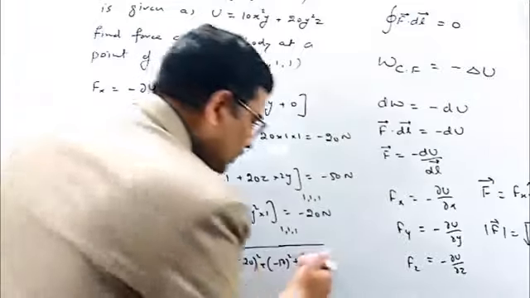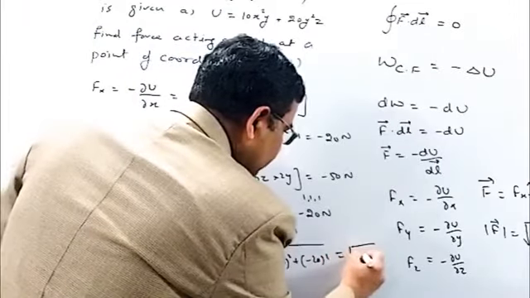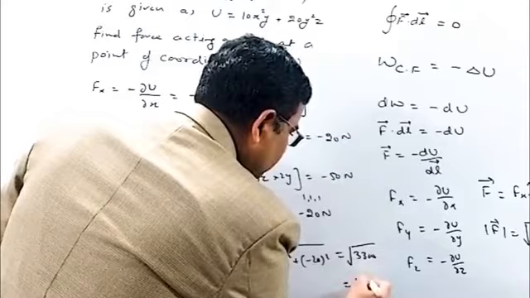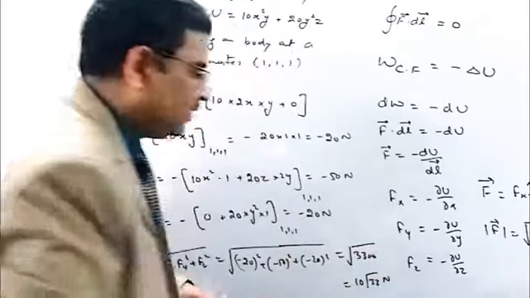So this quantity is found to be under root of 3300, and that can be written as 10 root 33 Newton. So this is our final answer.